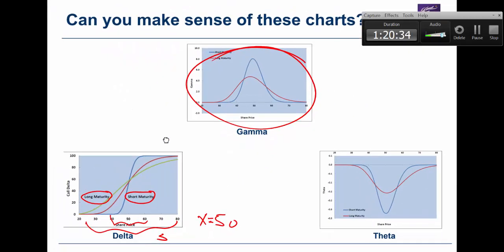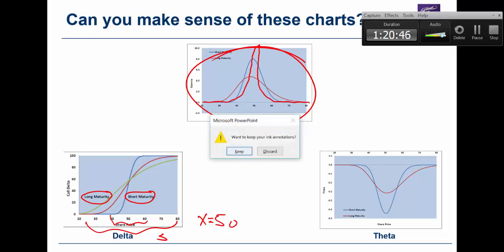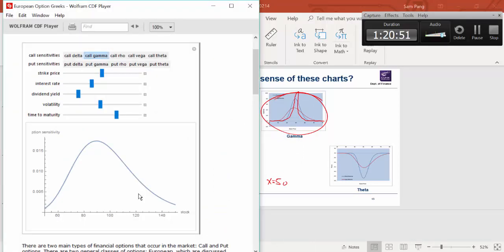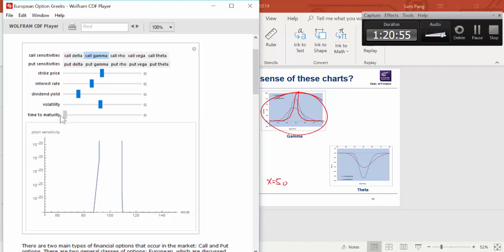I can't draw like this. Hold on. It would look like this. Are you with me? Until you get a diagram that looks like this.